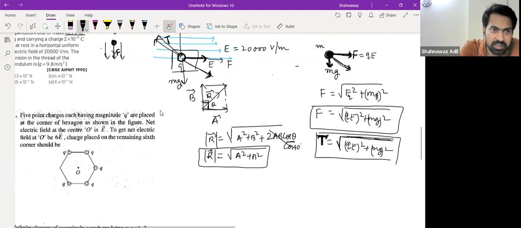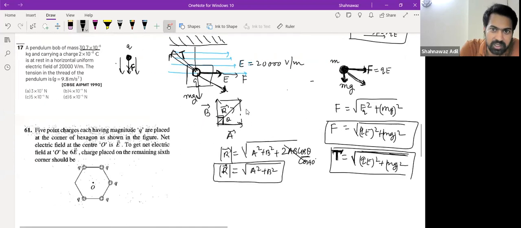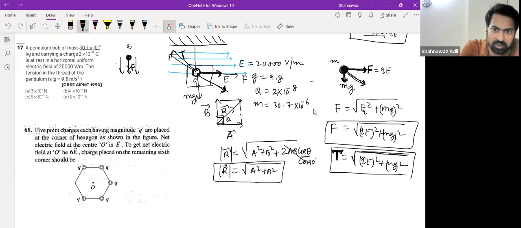So E is 20,000. Let us write these values at some point. So E is 20,000, g is 9.8, and what is the rest? So charge is 2 into 10 to the power minus 8, and mass is 30.7 into 10 to the power minus 6. Okay, so these are some huge numbers.